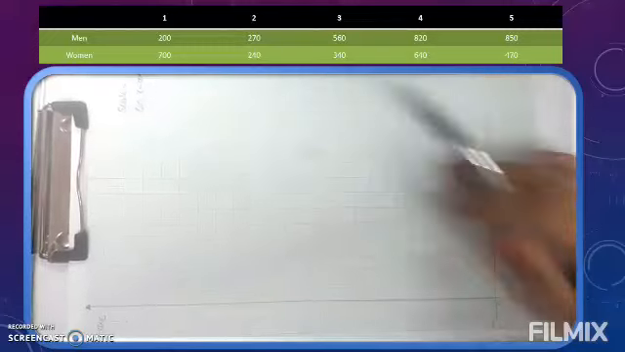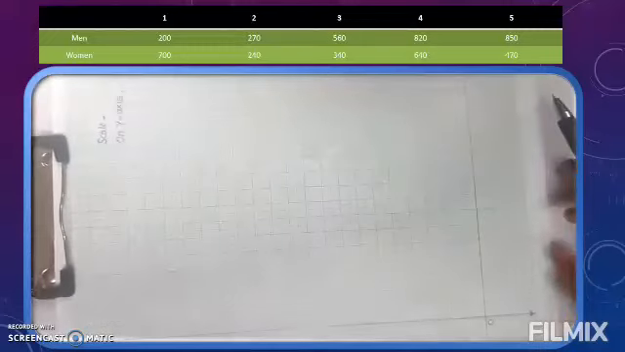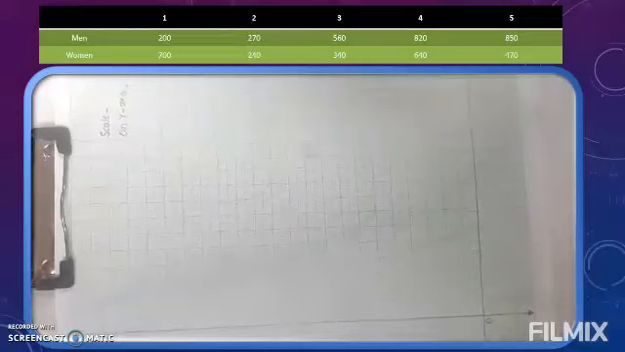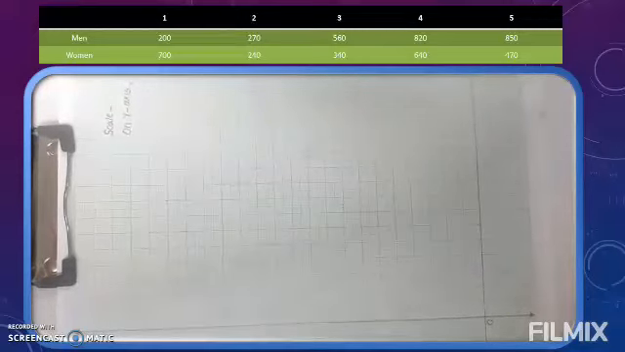Scale on y-axis. Now what scale we will choose for the y-axis? As I said, we will see the numbers, and according to the numbers we will decide what scale to be taken. Now numbers are like too big.